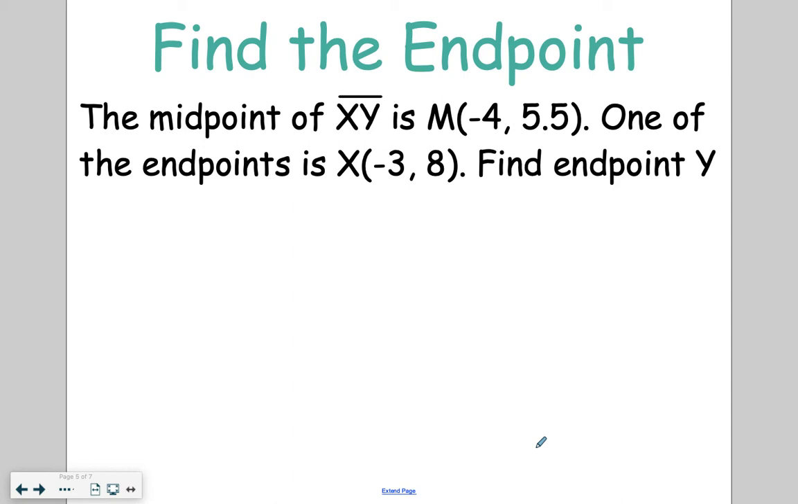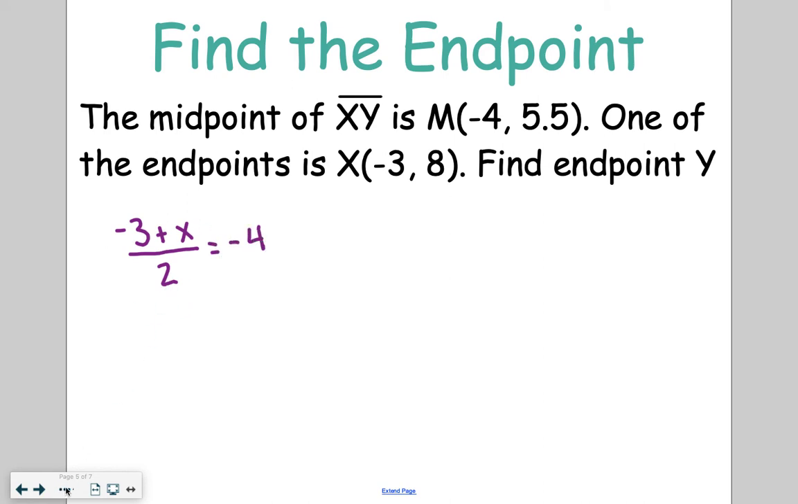We can also use the midpoint to help us find the endpoint. So in this case, the midpoint of XY is M, which is equal to negative 4, 5.5. One of the endpoints, X, is negative 3, 8. We're going to find the endpoint Y. When you are doing this, you need to set up our formula. So we've got negative 3, which we do know, plus the endpoint that we don't know, so I'm just going to call it x. That divided by 2 is going to give us our midpoint answer, which is negative 4.